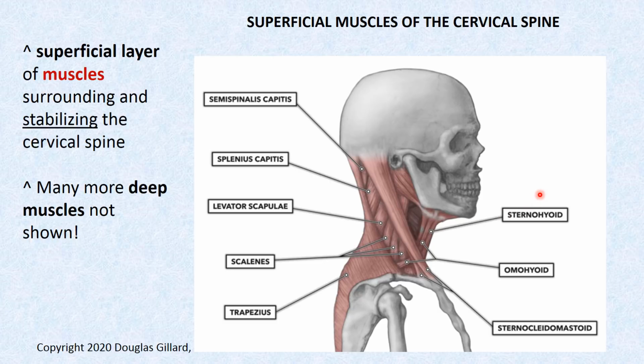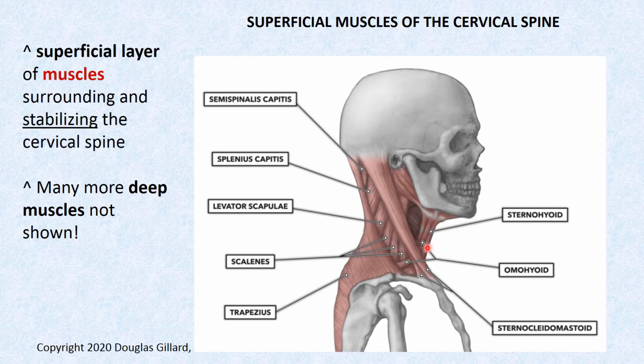I'm not going that deep into this, but some big players here are the SCM muscle, sternocleidomastoid, the upper fibers of the trapezius muscles here. Then we have the semispinalis capitis, splenius capitis muscles. These are kind of some major big players here that keep things in check.